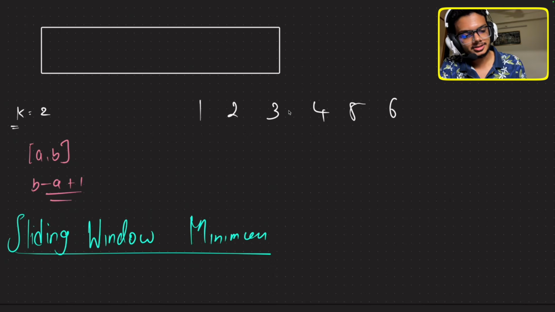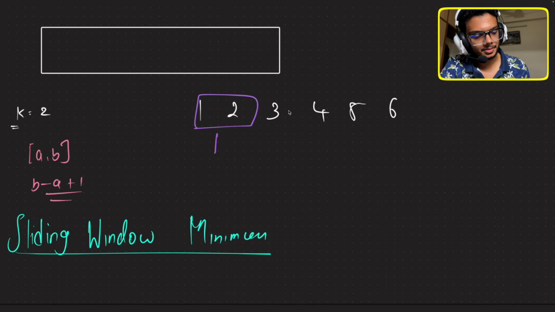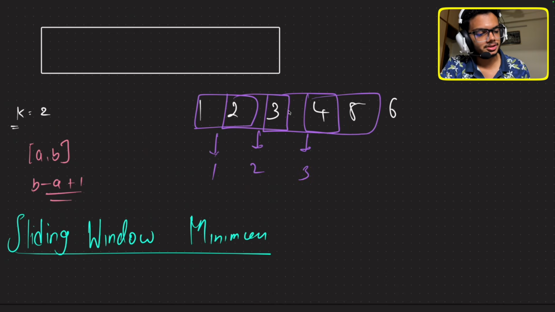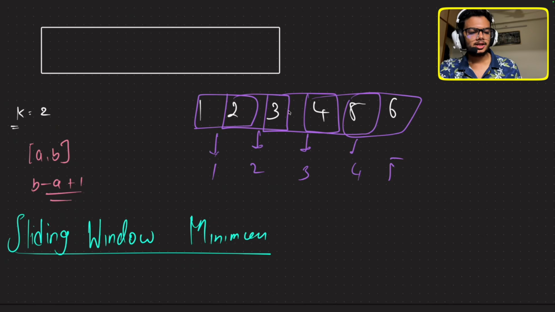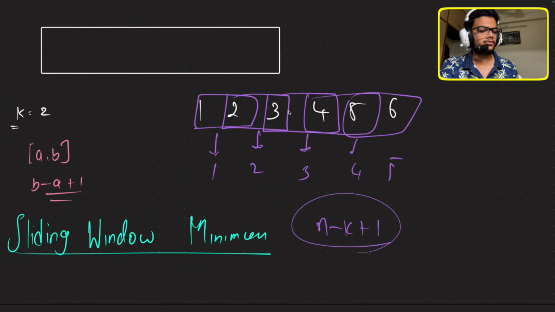Okay, so this question says you go through all the possible windows of size 2. One window is this, you output its minimum, so you output 1 here. Another window is this, you output 2 here. Another window is this, so you output 3 here. Another, you output 4. Another, you output 5. So all in all, if you have n and k given, there will be n minus k plus 1 windows. For those n minus k plus 1 windows, you return its minimum.